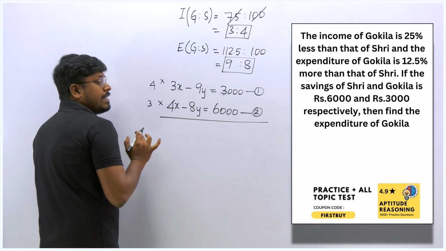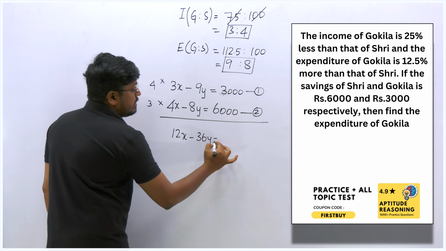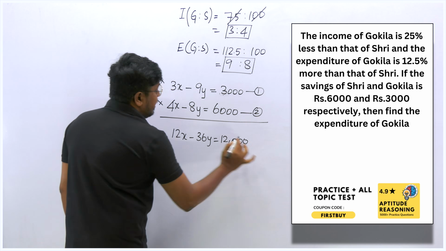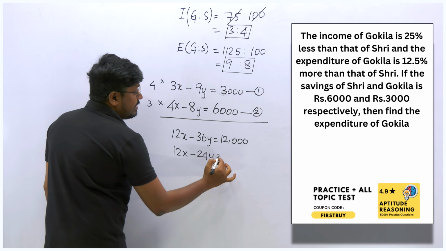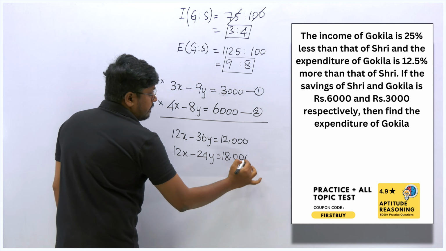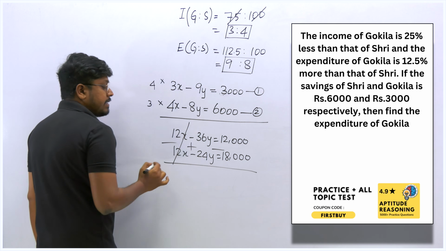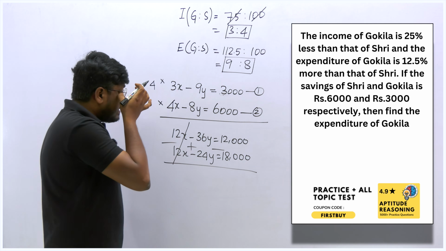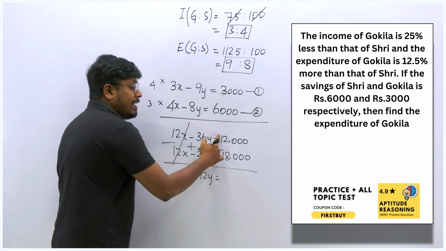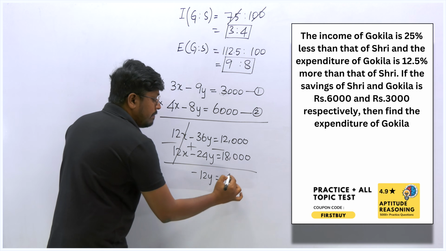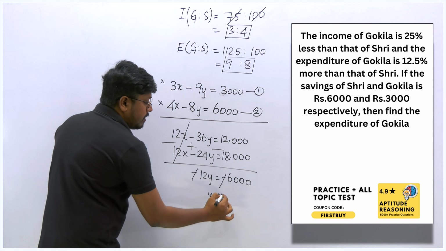So once you multiply the first equation by 4, 12x minus 36y equals 12,000. Similarly, the second equation by 3, so 12x minus 24y equals 18,000. Yes, now we can cancel it. So minus plus minus, cancel this. Now this becomes 36 and 24, which will be 12y. So minus 12y equals 12,000 minus 18,000, which is minus 6,000. So we can cancel the minus signs. So y will be 500.